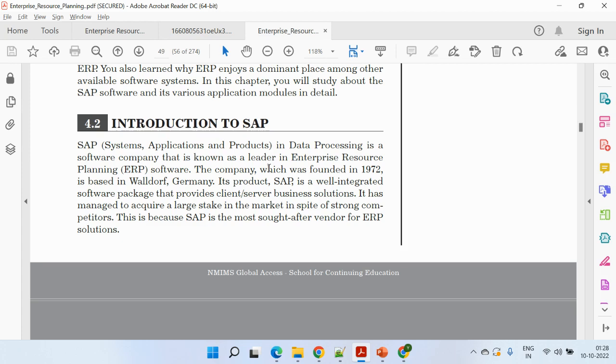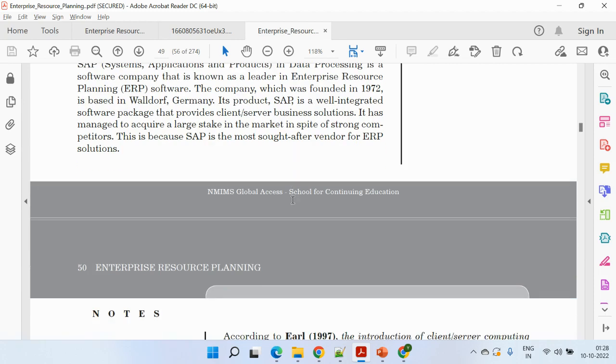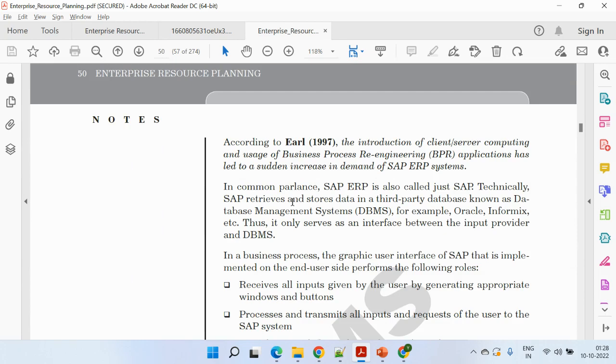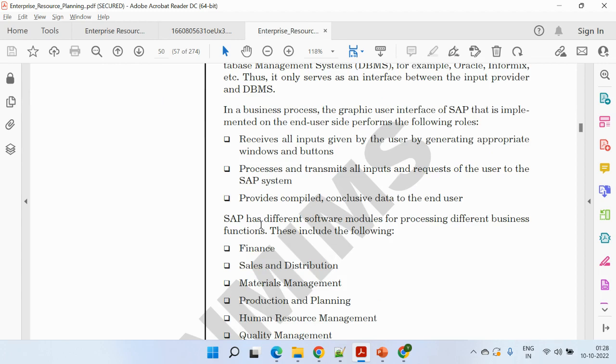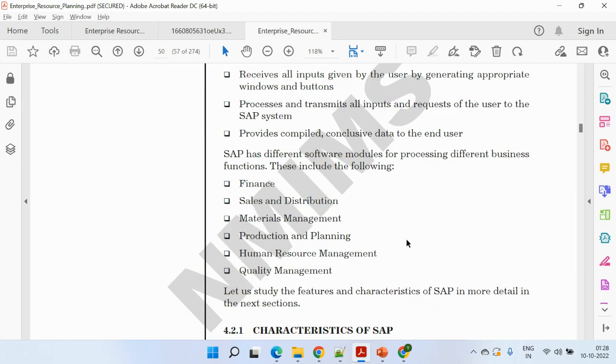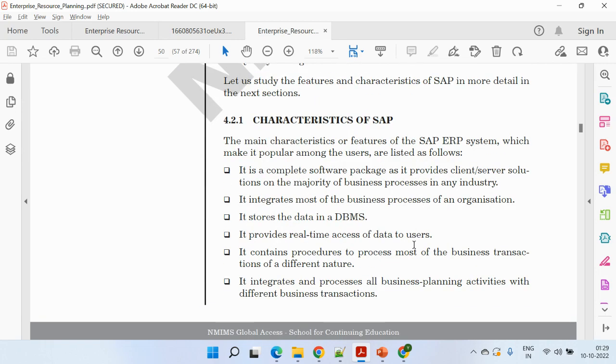The company was founded in 1972 in Germany. Its product is a well integrated software package providing a client server architecture. Those who are from an IT background are pretty much aware of the SAP process, the complete ERP solution. You can just mention a couple of things, a couple of modules like finance, sales, distribution, marketing, materials management, production planning, HR management, quality management. Characteristics are ideally not required because it's a 500 words question, so you need to stick to the actual module which is being asked.